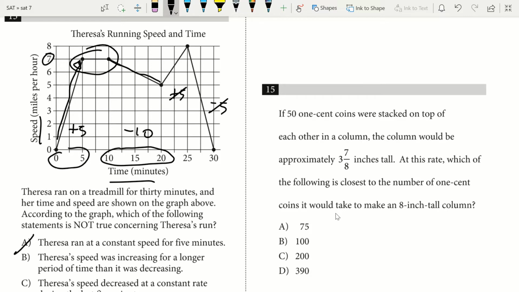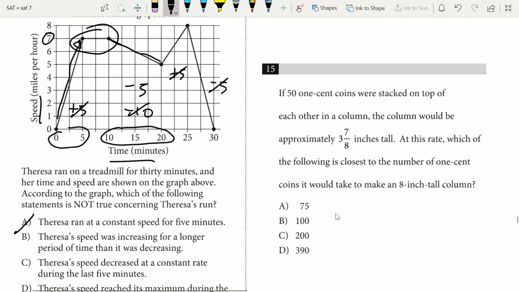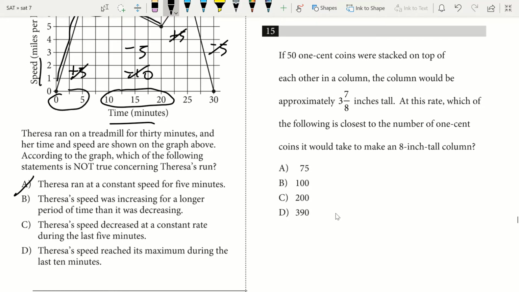Then I have minus 10 and plus 5, which tells me that she spent 5 minutes longer decreasing than increasing. So her speed was increasing for a longer period of time than it was decreasing. That is false, right? And that's what we want to find. We want to find the one that's not true, because her speed was decreasing for a longer period of time than it was increasing. So our answer there is going to be B.